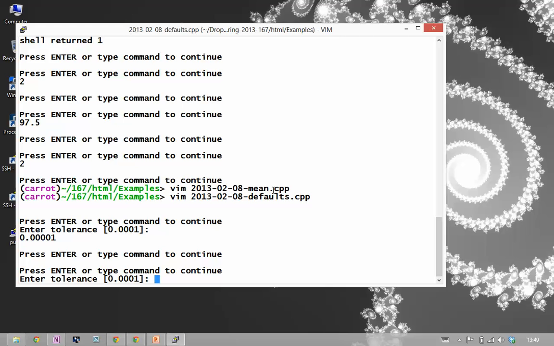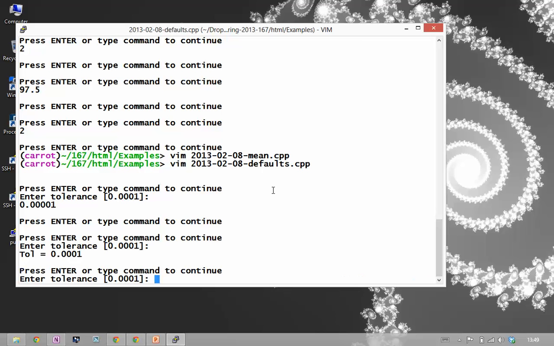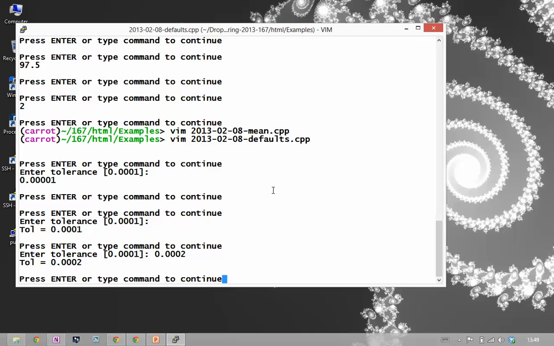So the default tolerance is there. I'll just hit enter, and now that appears to be working. Or I'll type in 0.002. So it's now successfully distinguished between me entering a number and me just hitting enter.